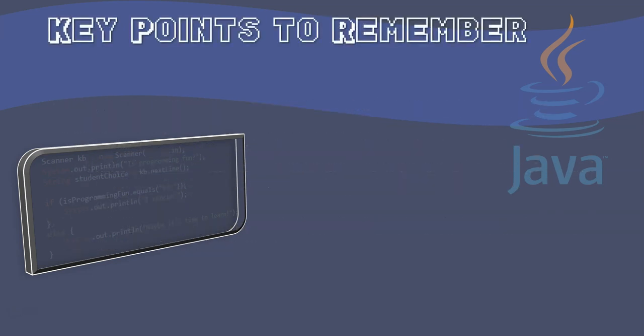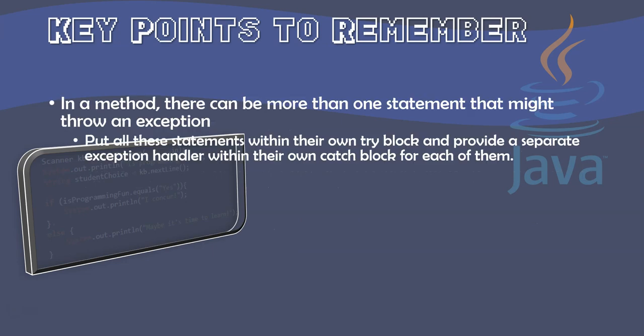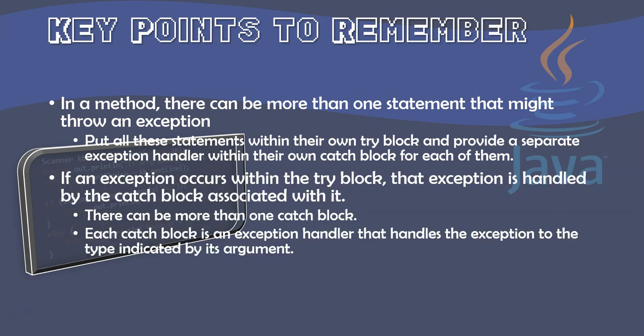Now, there are some key points to remember when we're working with exceptions. First off, in a method, remember, we can have more than one statement that might throw an exception, but we want to put these statements in their own try block and provide a separate exception handler within their own catch block for each one. So every time you have a try block, you should have its own unique set of catch blocks. Now, if an exception occurs within a try block, that exception is handled by the catch block associated with it.